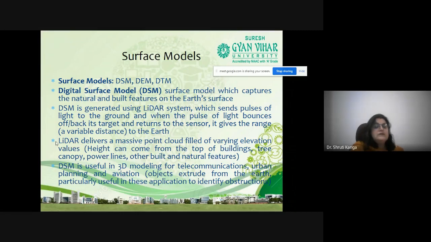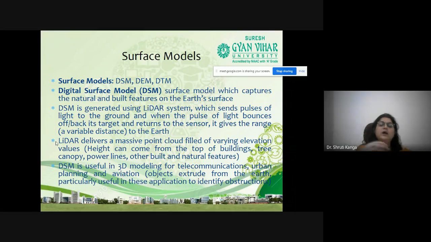Getting it? Then these DSM, digital surface models, can be used in 3D modeling, telecommunication, urban planning, urban utility and facility mapping, and in aviation. These are very useful because they give us the data in 3D modeling, for telecommunication, urban planning or aviation, because the objects extrude from the earth, which is particularly useful in applications for identifying obstructions. Hopefully, I am very clear in terms of DSM, where we have studied the digital surface models. Now, these models capture the surface land use and land cover features of the earth's surface.